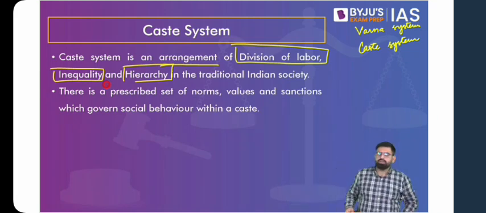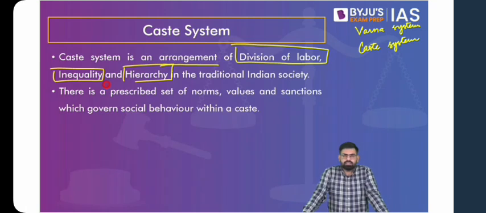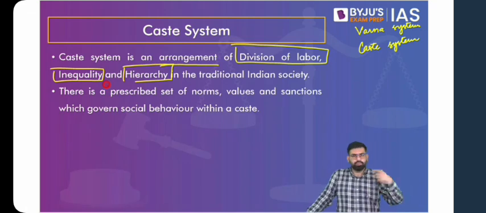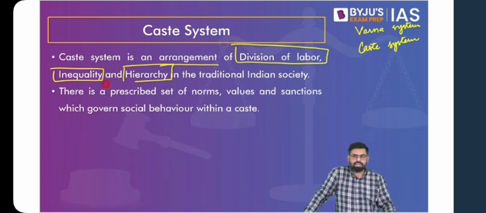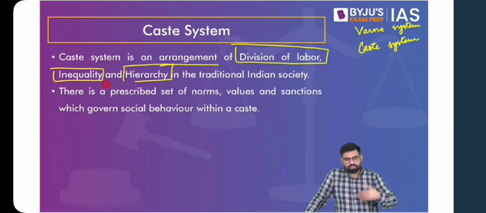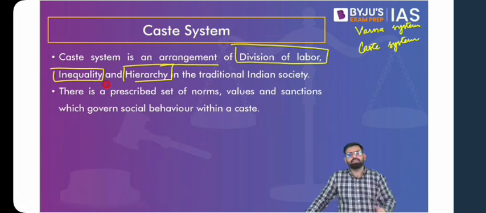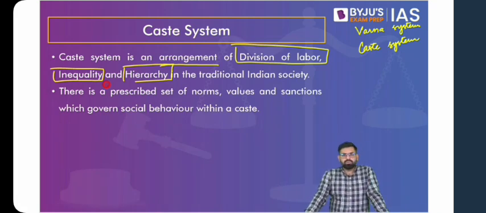If we talk about division of labor, we see that to each caste there was a restricted and definitive occupation. So a Brahmin is supposed to perform the duties that are according to that caste. A Kshatriya is supposed to perform the duties that belong to his caste, and these are restricted as well. A Kshatriya cannot go on and take up the responsibility of a Brahmin, and vice versa.